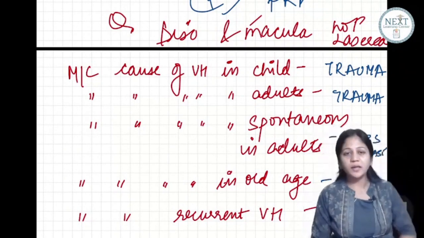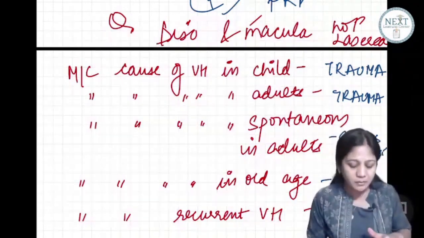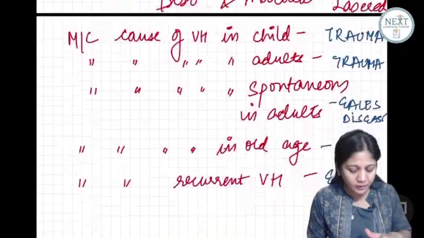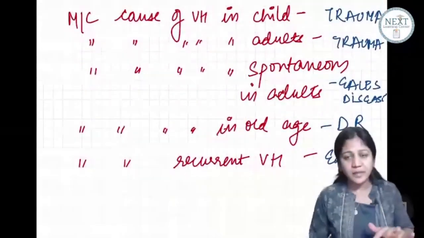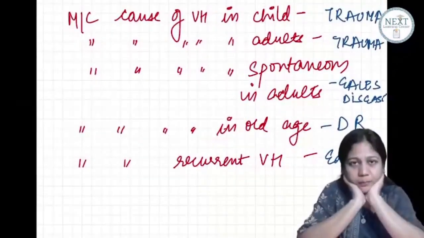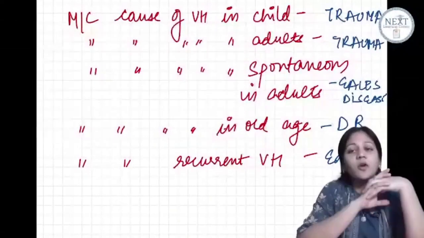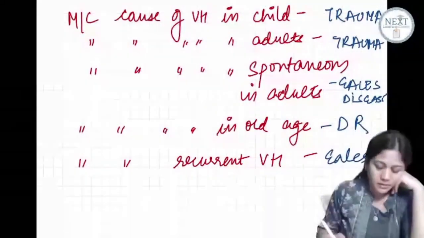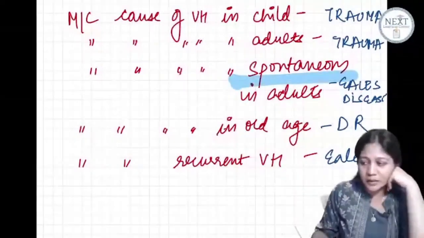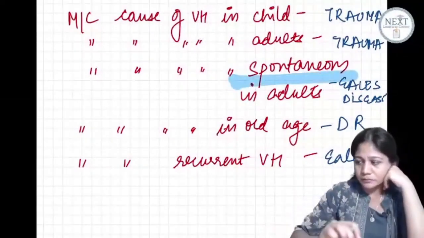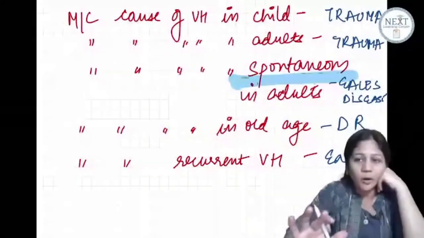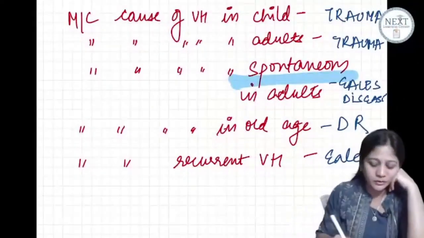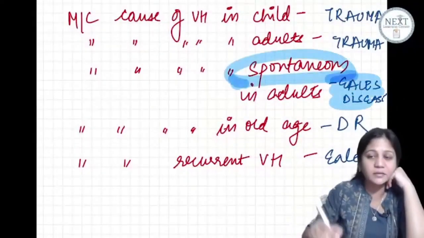So the first one is the most common cause of vitreous hemorrhage in a child. A small child gets hurt, there is a hemorrhage, trauma. Same goes with young adults. You go on the road, you get hurt, there is trauma, there is hemorrhage. But if I add the word spontaneous, spontaneous means that there's no trauma. When I ask you about the spontaneous cause, Eales disease is the answer.